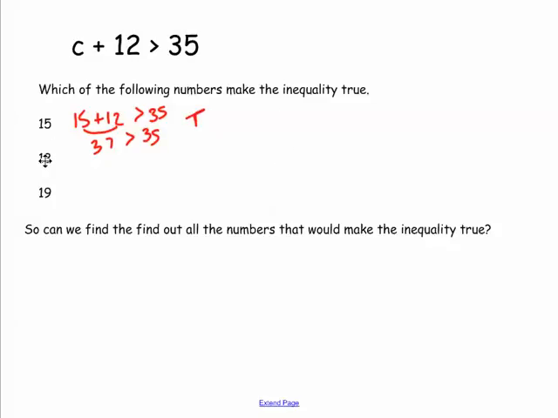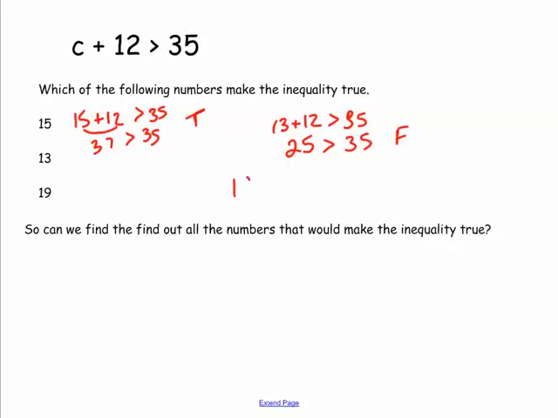I'm going to have to move these down. Oops, I don't think I can. I'm going to try this over here. So 13 plus 12 is greater than 35. So that would be 25 is greater than 35. That's false.